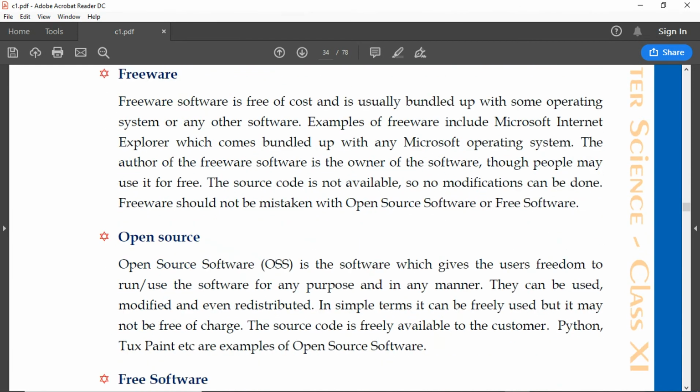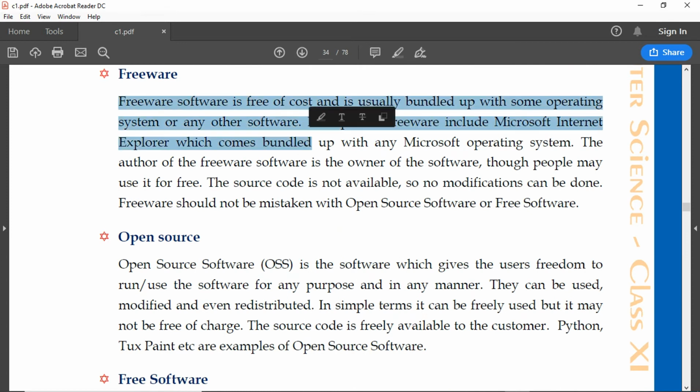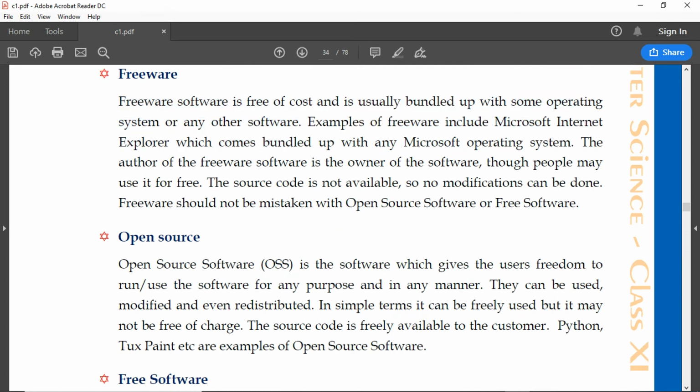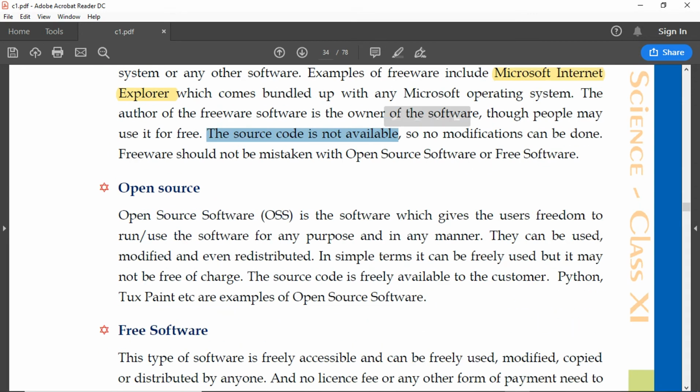Freeware. Freeware software is free of cost and is usually bundled with some operating system or other software. Examples of freeware include Microsoft Internet Explorer, which comes bundled with any Microsoft operating system. The author of the freeware software is the owner of the software, though people may use it for free. The source code is not available, so no modifications can be done. Freeware should not be mistaken for open source software or free software.